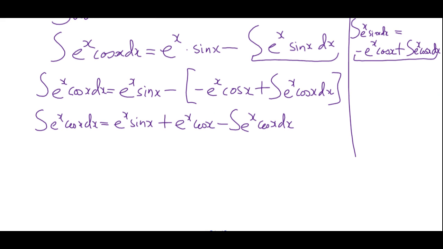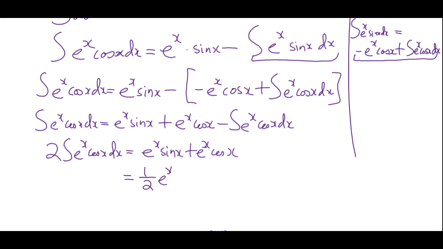So let's add this to both sides, right? So we'll have two of them. I'm going to take this, move it over there, it'll become plus. So we've got 2 times the integral of e to the x cos x dx is e to the x sine x plus e to the x cos x. Okay, which means ultimately, what do we get? We get 1/2 e to the x times (sine x plus cos x).